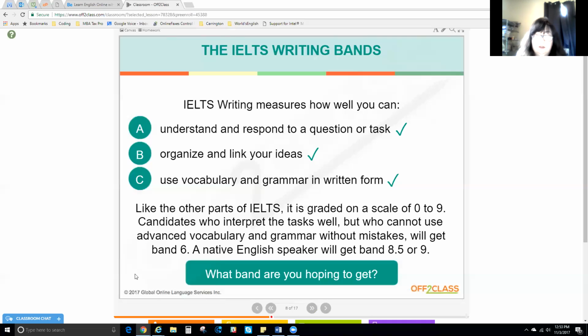Okay, so you need to score very well. A band 6 in most cases is not going to cut it. It won't work. So you need to find out what your requirement is by the entity that's requesting that you take the IELTS, and then you will know what score you need to achieve.